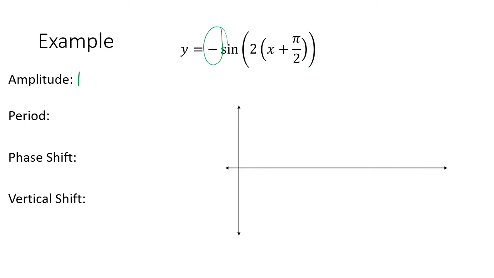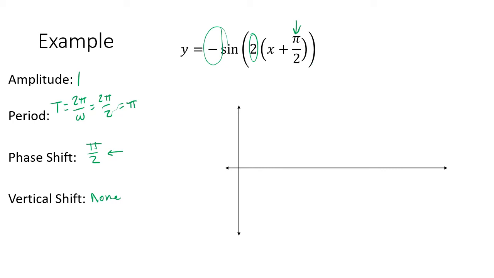The period, we look at the omega of 2 to find a period, so we would have T is equal to 2 pi divided by omega, so 2 pi over 2, which is just pi. Okay, so the period of this is pi. The phase shift here is pi over 2, and it's pi over 2 to the left, right? And then there is no vertical shift for this one. Okay, so let's put this stuff on here.